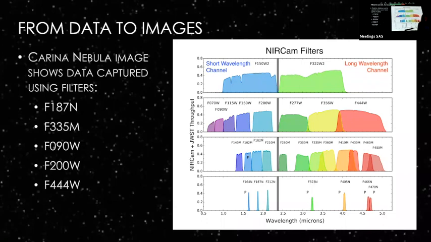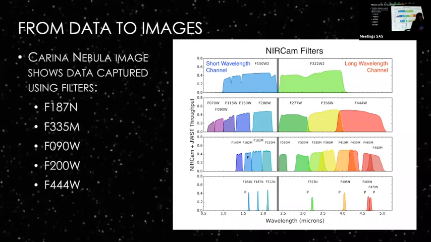So the Carina Nebula image was captured using F187N, so data was captured from the object at 1.8 microns of light wavelength. F335M, so up over here, got some green, yellowish data information from the target. F090W, so nice purple, F200W, nice blue, and F444W, a lot of red.